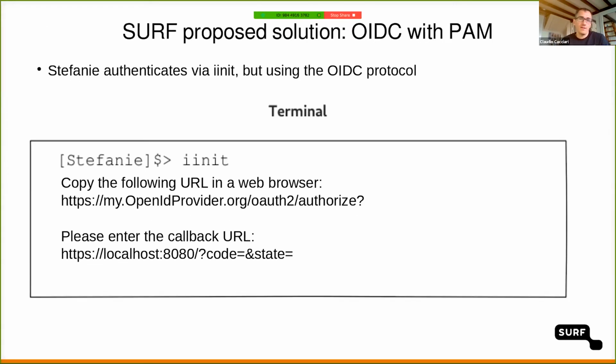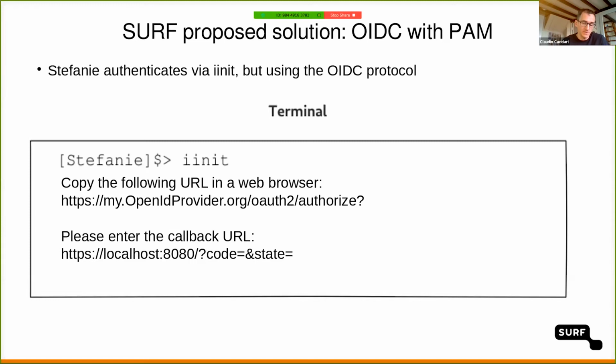So that's why our proposed solution to solve this problem is OIDC with PAM. Stefanie can authenticate using INIT, but using the OIDC protocol. What we can expect is that Stefanie receives a message on the shell, on the terminal, saying, please copy this URL in your browser. She copies the URL in the browser, gets back another message.